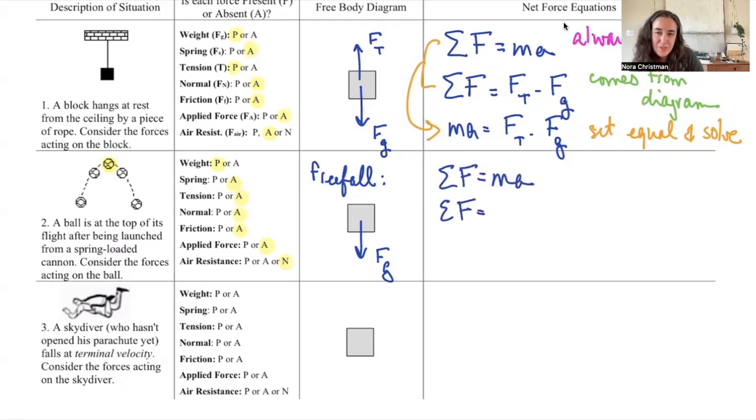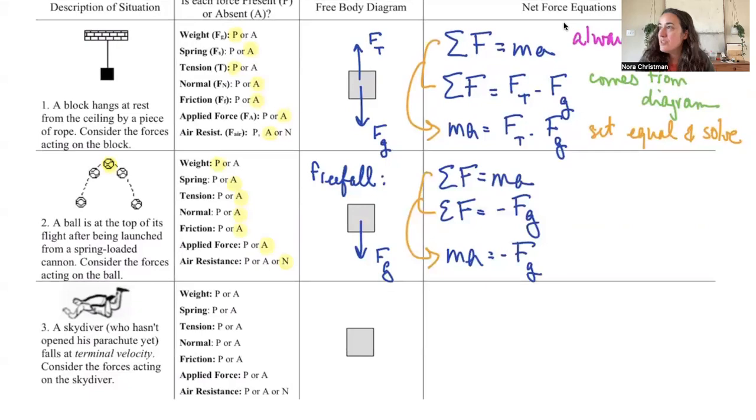You get to choose what direction to call positive. This is tricky. I'll call up positive. And so I'll say this is negative Fg. So then I can set them equal and say ma equals negative Fg.